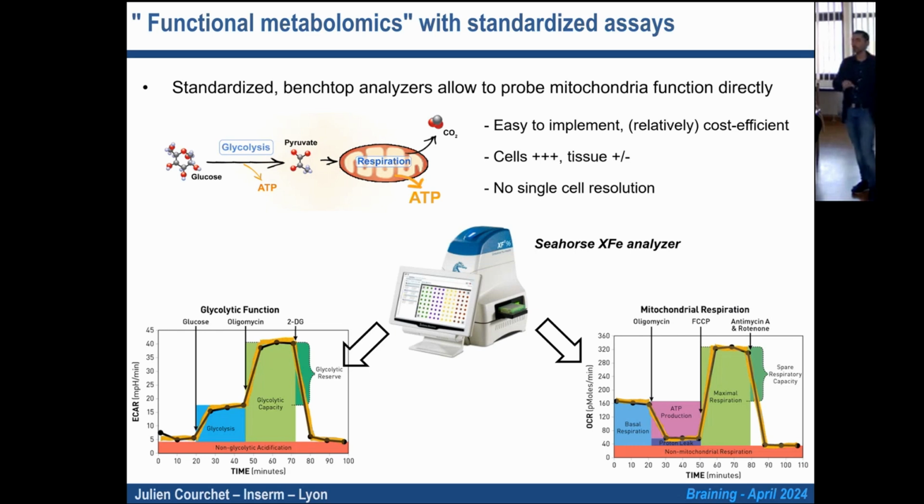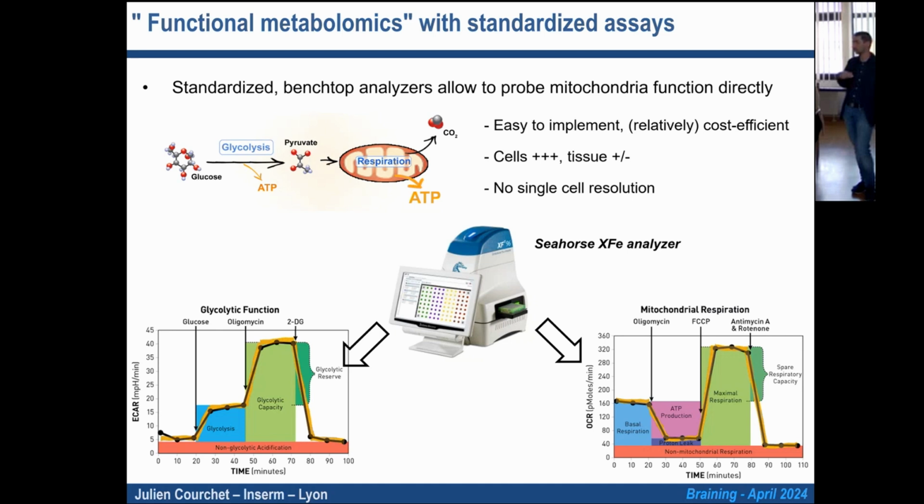And conversely, you will inject FCCP, which is an uncoupling agent that will negate the transport of protons by the supercomplexes of the mitochondria. So then the mitochondria will start turning like crazy because it cannot make the gradient of protons in your membrane. And then you can see the maximal respiration that can be achieved by the mitochondria.